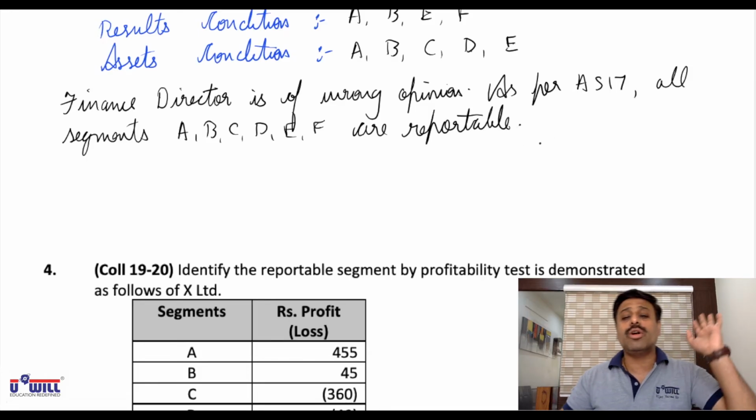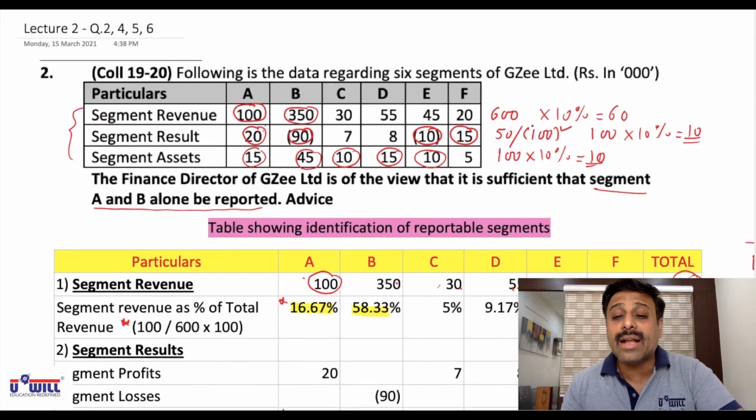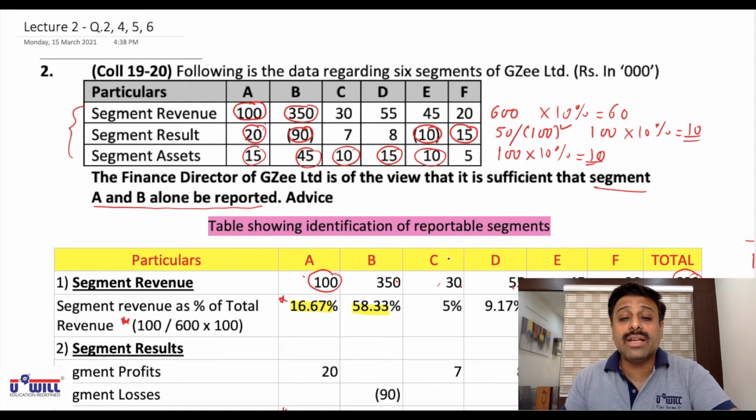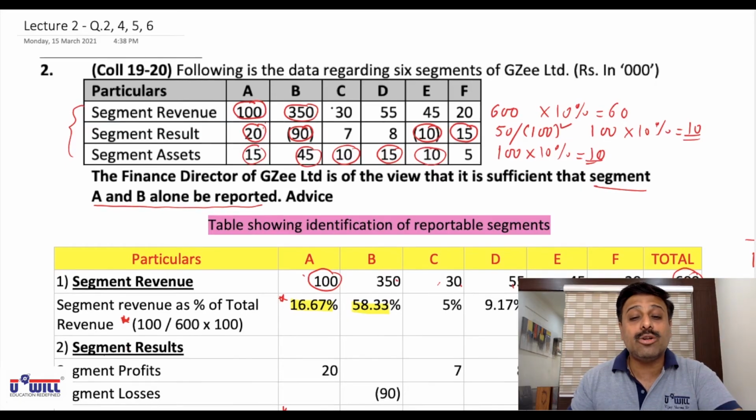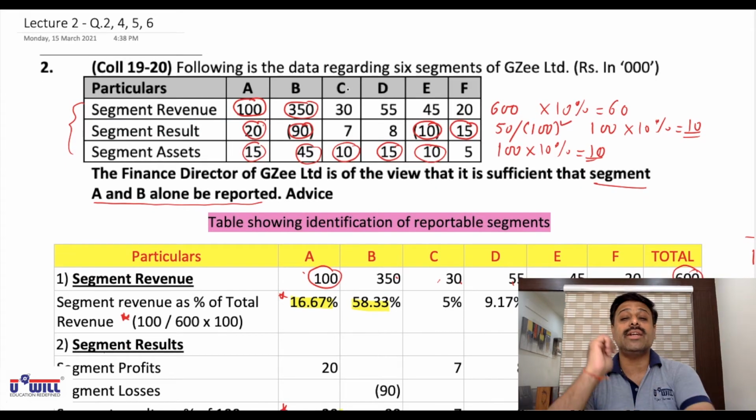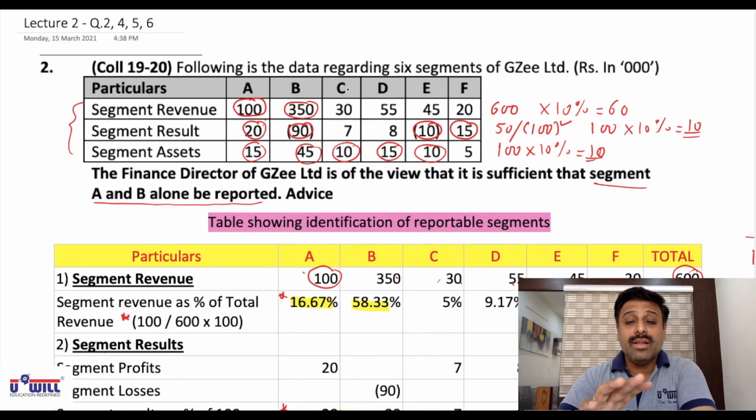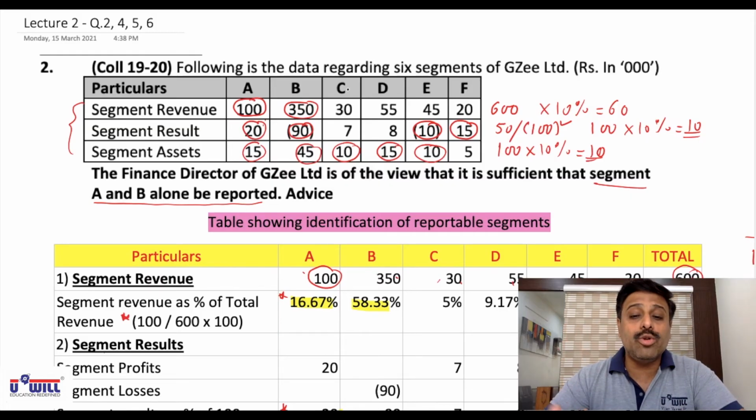MCQ exam is very important because very easily you can directly count here itself. No need to do these workings in MCQ as we have done here. Find out 10%, whichever are more than 10% are to be reported. Now see, additional conditions also we studied in the last lecture, they are automatically going to be fulfilled. You don't have to check them.